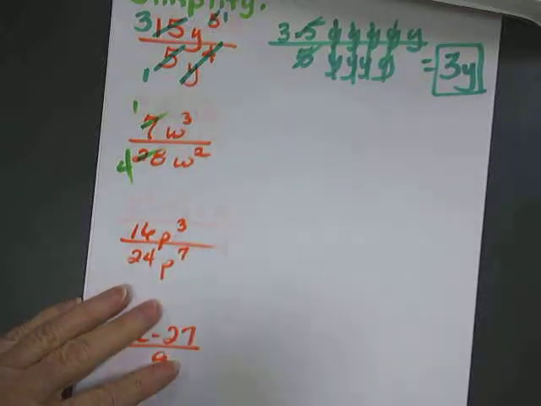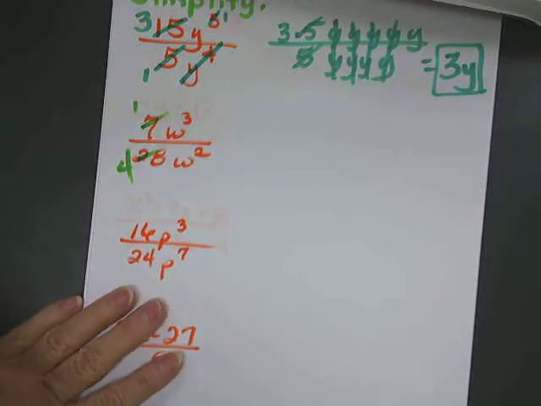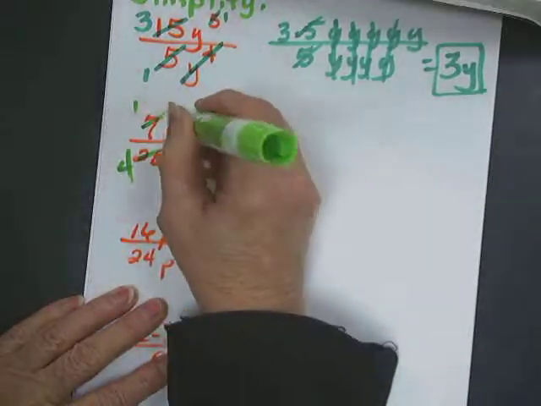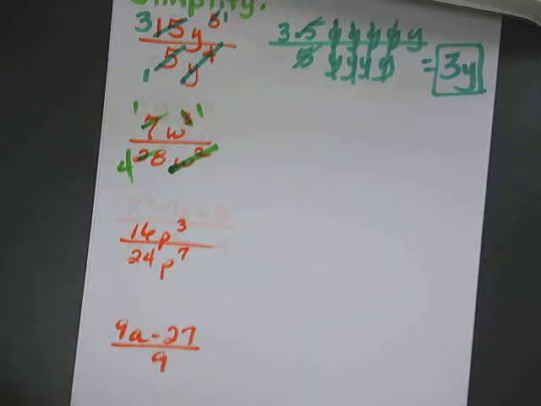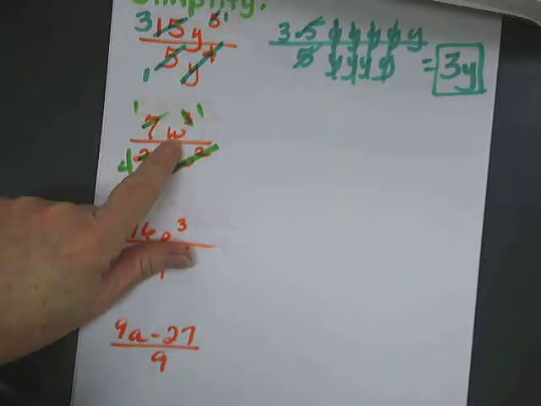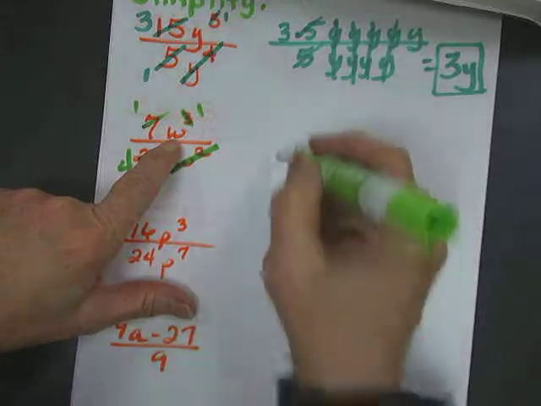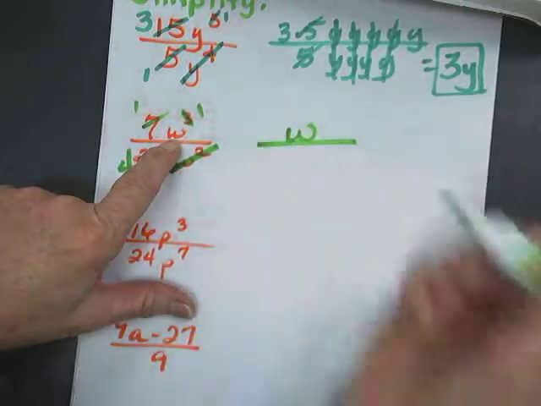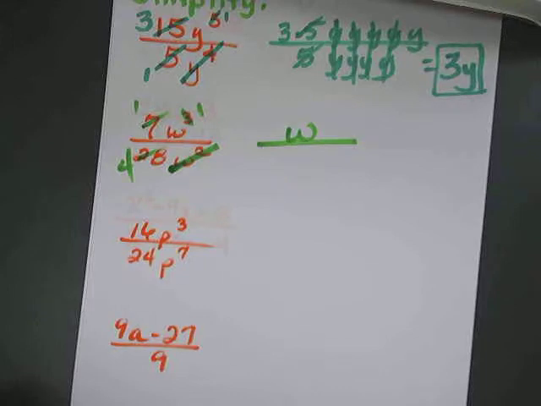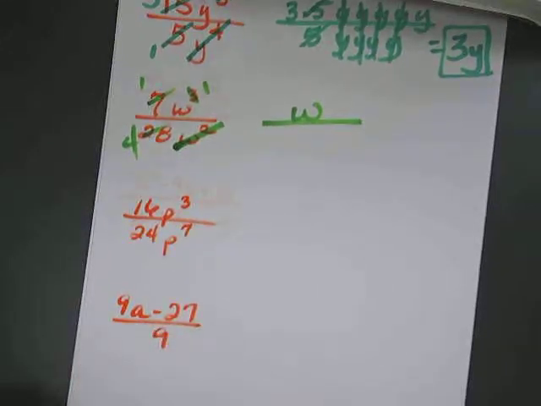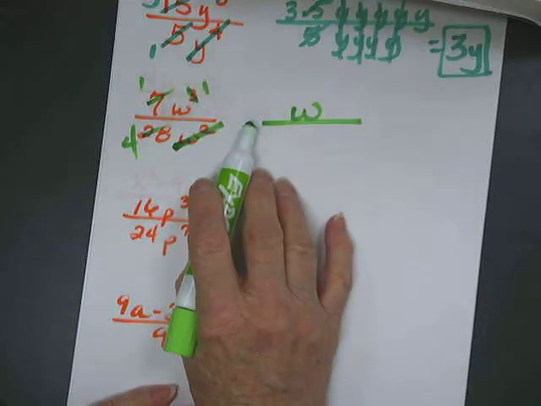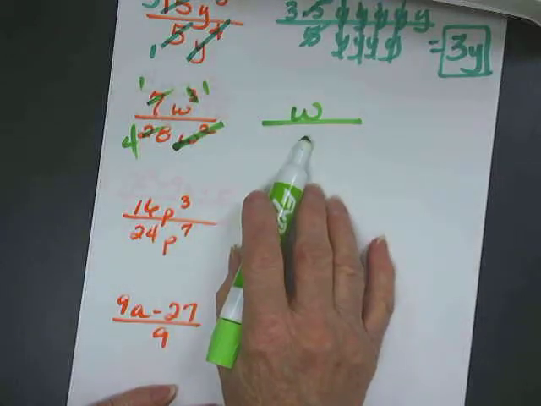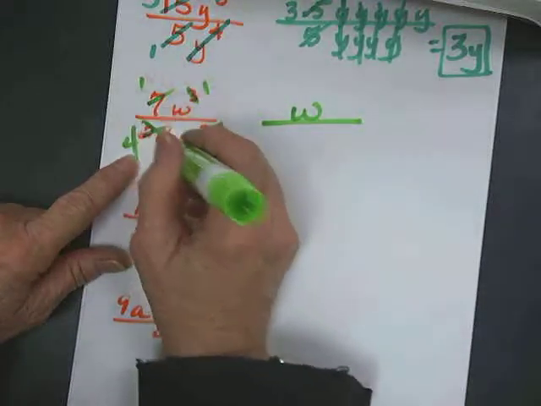Okay, the next one. What can we divide the numbers by? 7. It's 4, right? You know your multiplications. How many w's can we cancel? 2. Get rid of 2 here and 2 here. What's left on top? Not 1. w to the first power, which is just w.